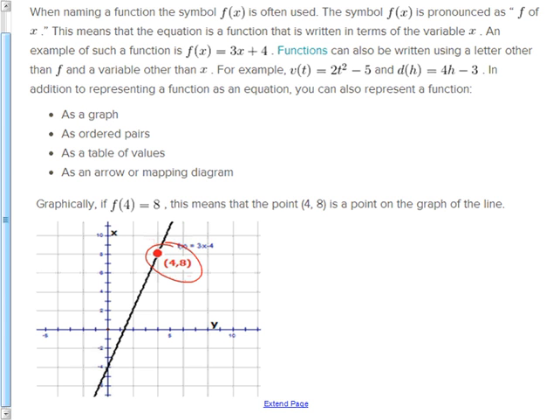So it's domain, then range. That means x, then y. Independent versus dependent. Input versus output.